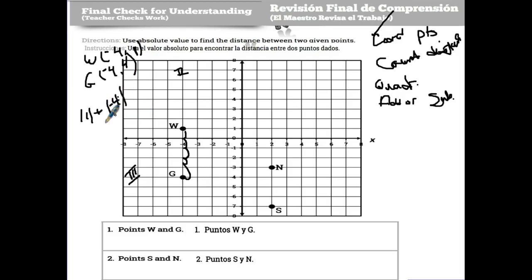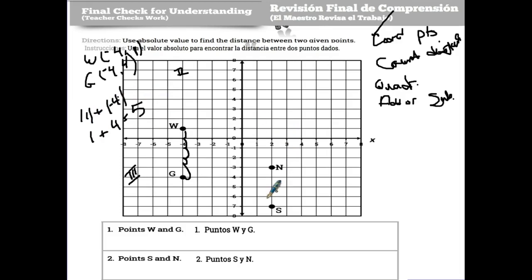Well, the absolute value of 1 is 1. The absolute value of negative 4 is 4. 1 plus 4 equals 5. And that's what I counted. The distance was 5 spaces. So I confirmed my distance when I counted by adding the absolute value of the coordinate points that change.